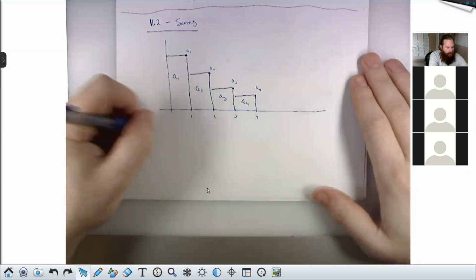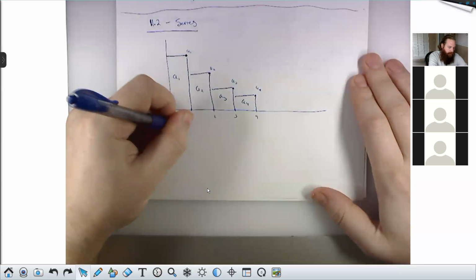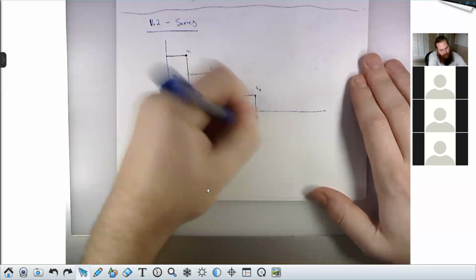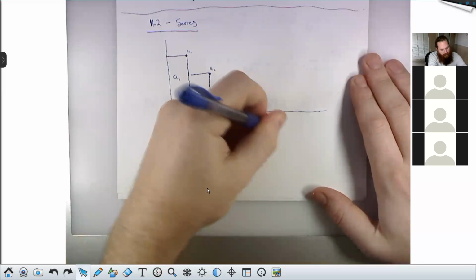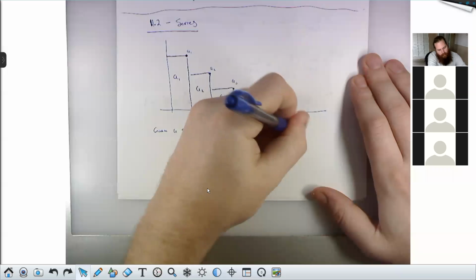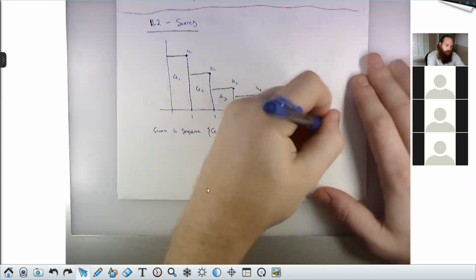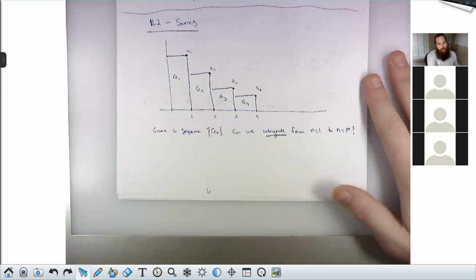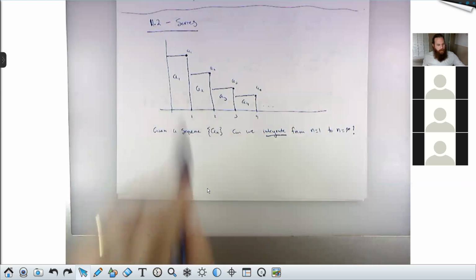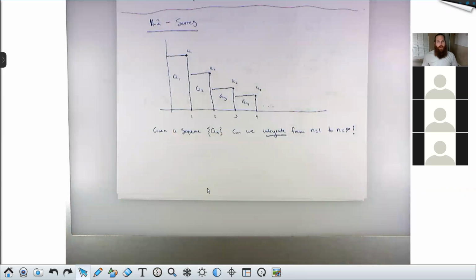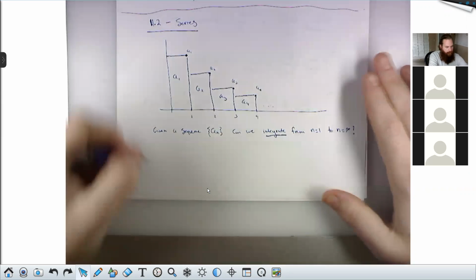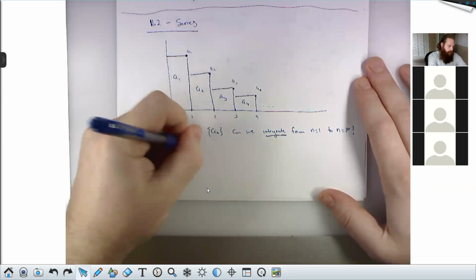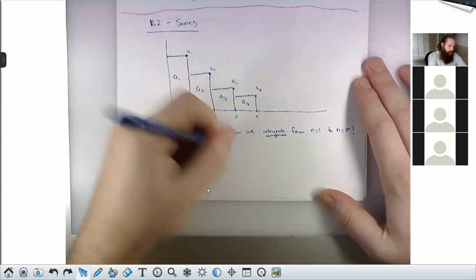So given a sequence, a_n, can we integrate from n equals 1 or wherever to n equals infinity? It's like an improper integral. I want to know what's the area under all the rectangles as you go on and on and on forever. Such an object is called an infinite series.